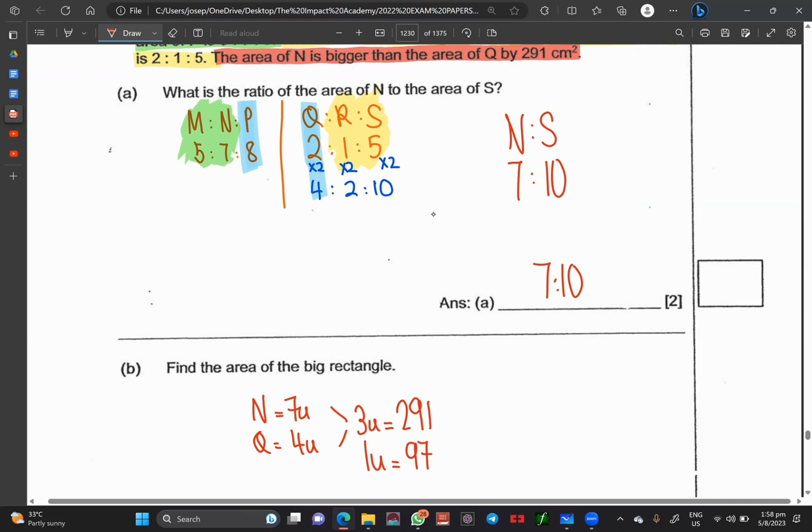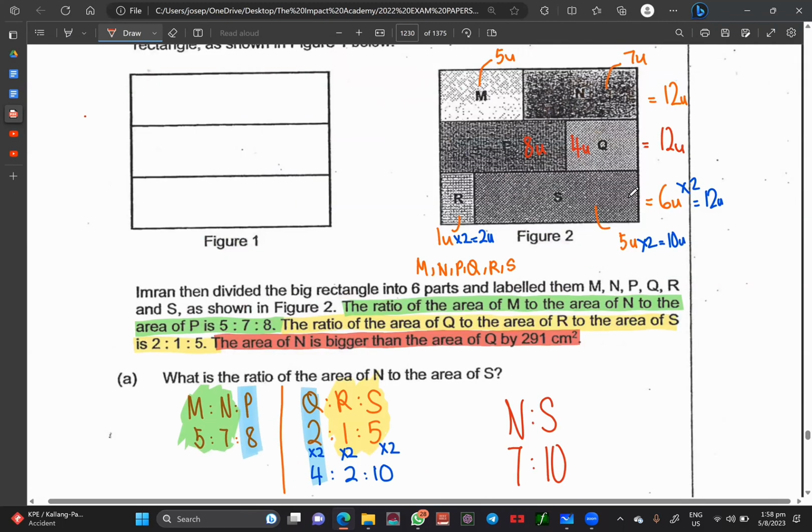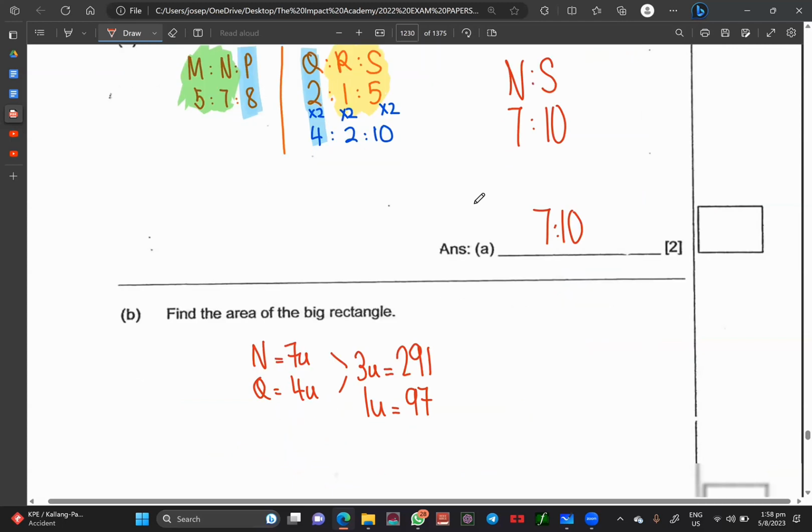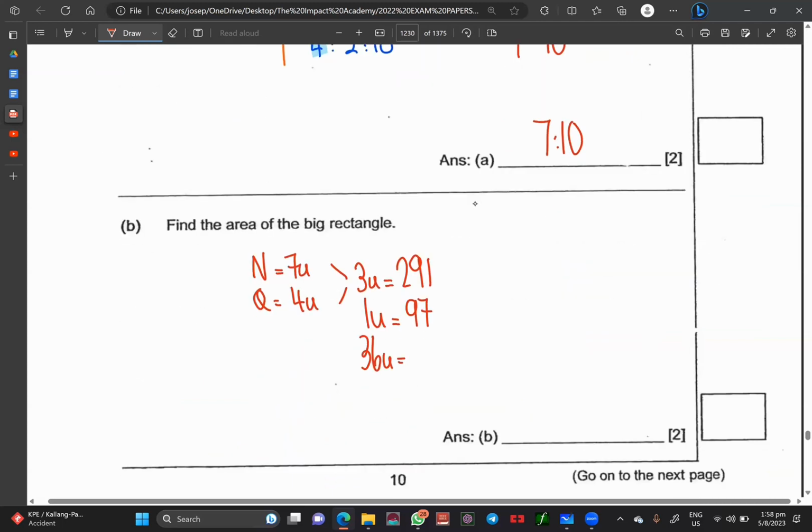Now the question wants us to find the area of the big rectangle. So my question to you is, how am I going to find the big rectangle? Well, if I know that each rectangle is 12 units, I just have to add all 3 up together, and that gives me 36 units. Don't you agree? All right, and we know that 1 unit is 97, so 36 units will then be 97 times 36. We'll get an answer of 3,492. And therefore, your answer for this question 4 part B has to be 3492.